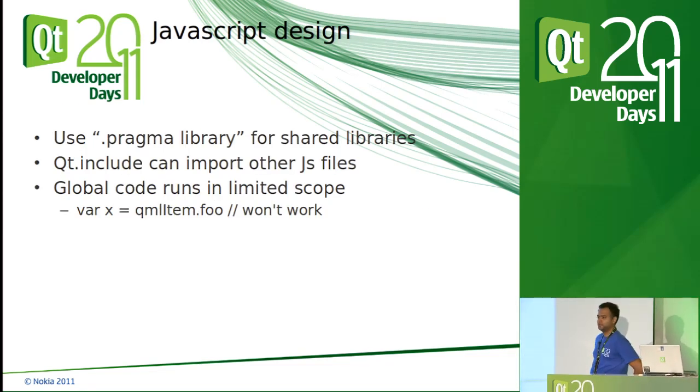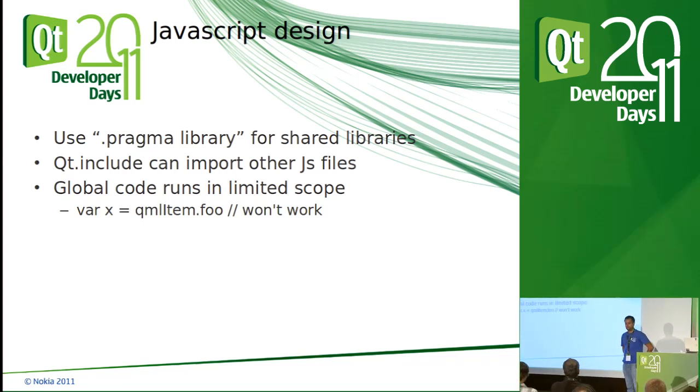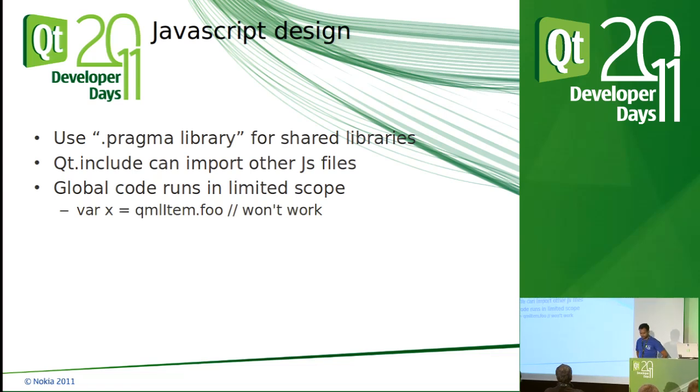So we have covered the C++ side and the QML side. Let's see what we have on the JavaScript side. In QML, if two different QML files import the same JavaScript file, the JavaScript file will actually be loaded twice. So if you have a foo.qml which loads a JavaScript file and a bar.qml which loads the same JavaScript file, each QML file gets its own private copy of the JavaScript code, right?